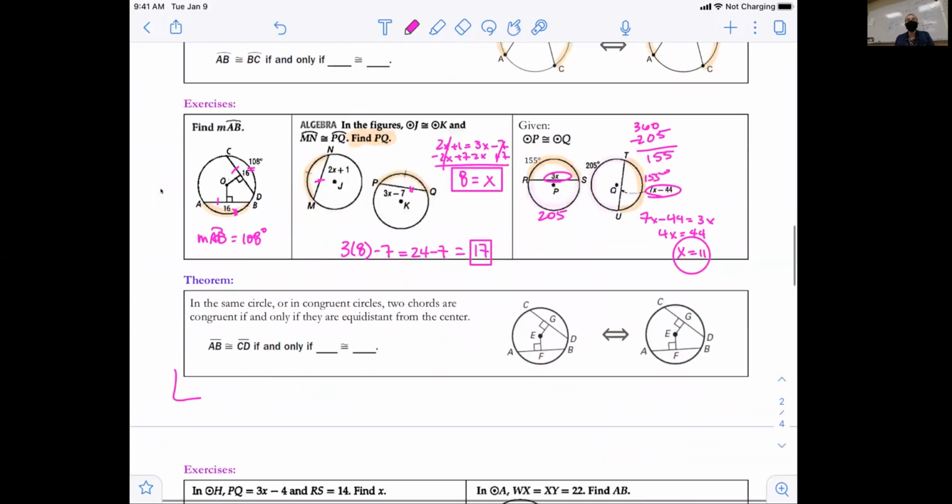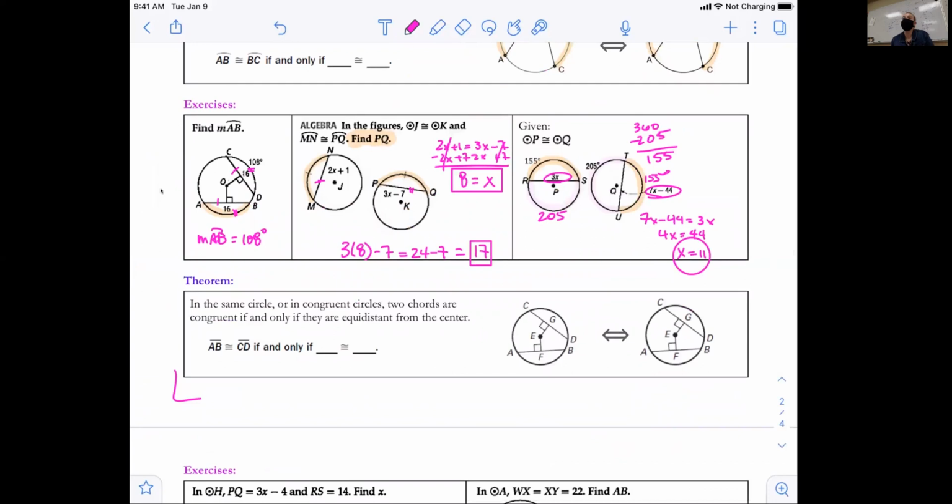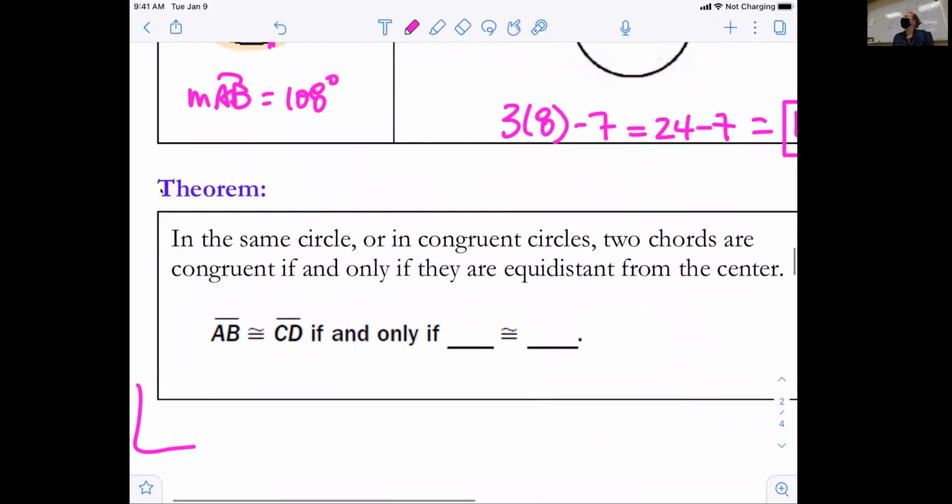All right, I am going to do this theorem really quick. We're not going to do any example problems because it's pretty self-explanatory, but let's look at this theorem. And then on Monday when we meet, we'll review this theorem and then do some example problems. The last theorem, the last thing I'm going to say today, is that in the same circle or in congruent circles, two chords are congruent if and only if they are equidistant from the center.